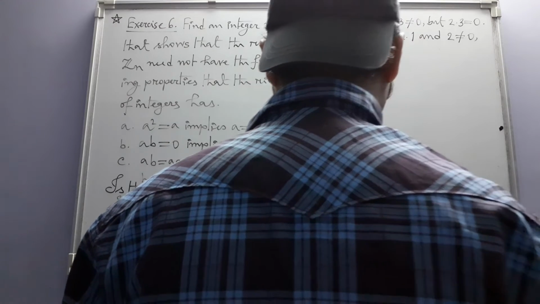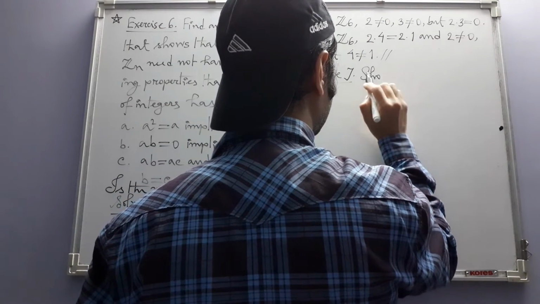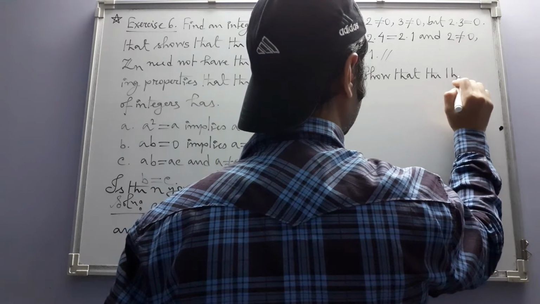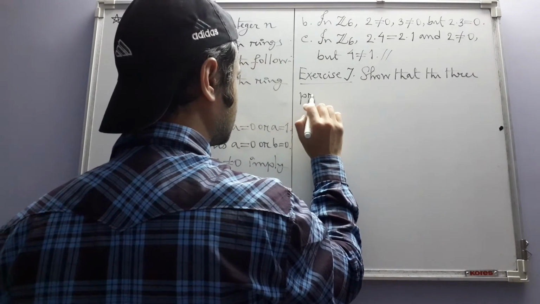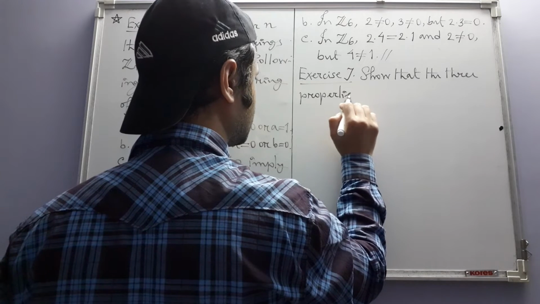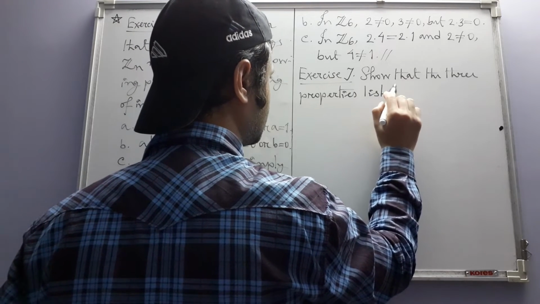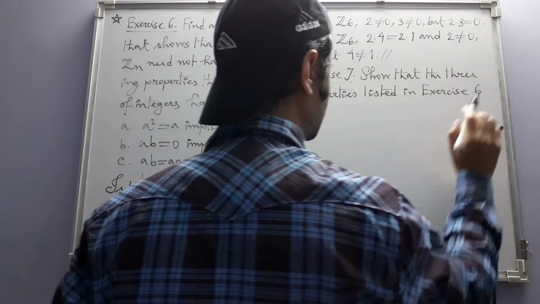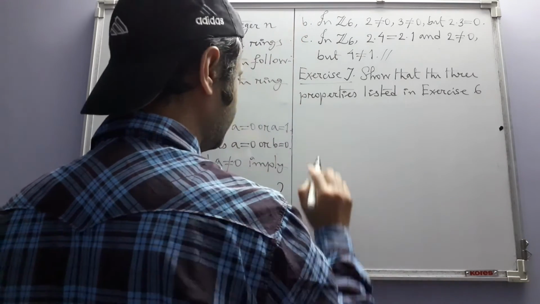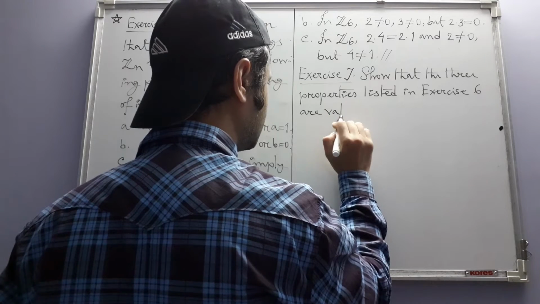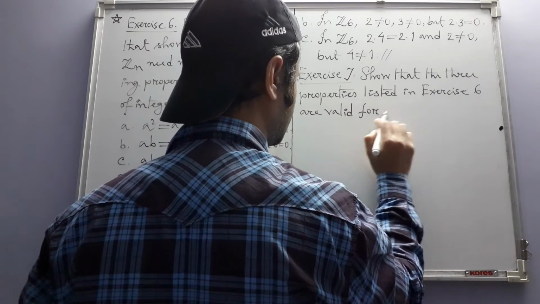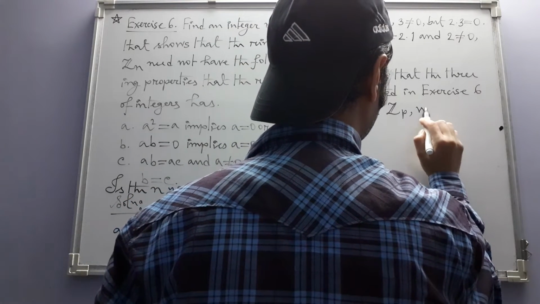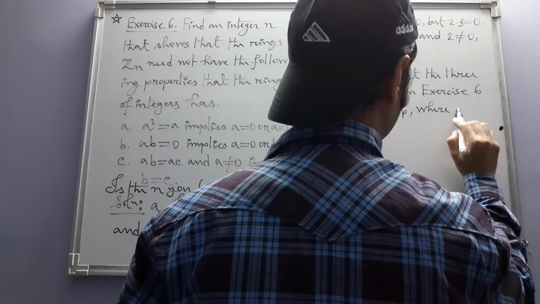Exercise 7. Show that the 3 properties listed in exercise 6 are valid for the set Zp, where p is a prime.